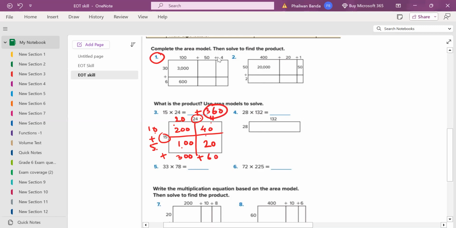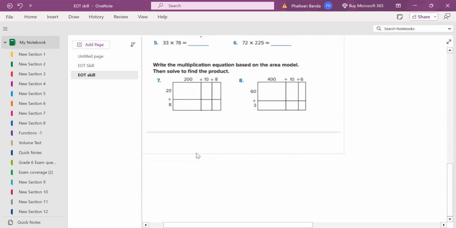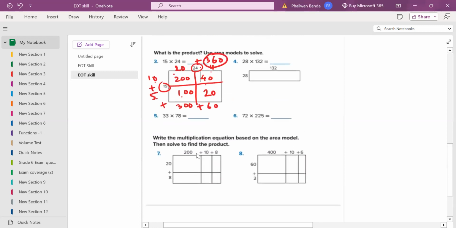So you can do the rest of the questions also in the same way. This is also in the same way. Okay. So please practice, and if you have any doubts, you can put it in the group.